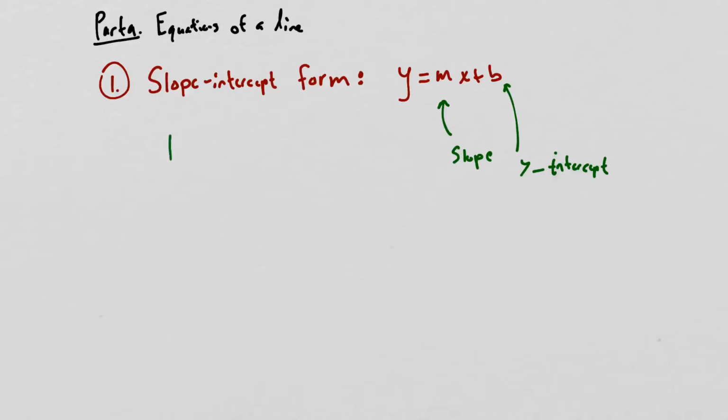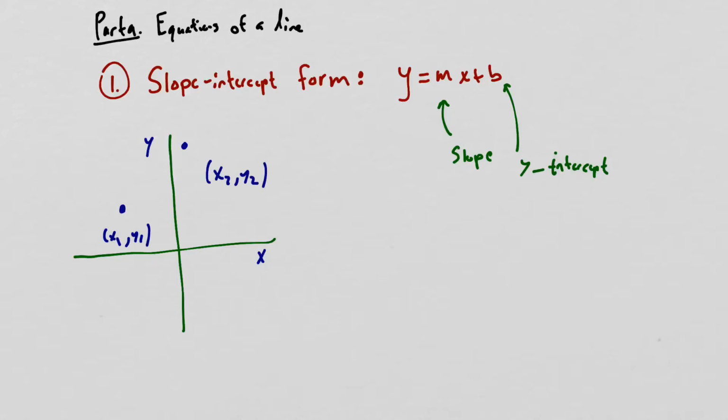Let's go ahead and look at a picture of why this is true. Suppose we're given our xy plane. And we're given 2 points. Let's call this point x1, y1, and we're given this point x2, y2. If we draw a line through these 2 points, then what this equation for a line is telling us is that if we can find the slope and we can find the y-intercept, then we can find an equation for the line.